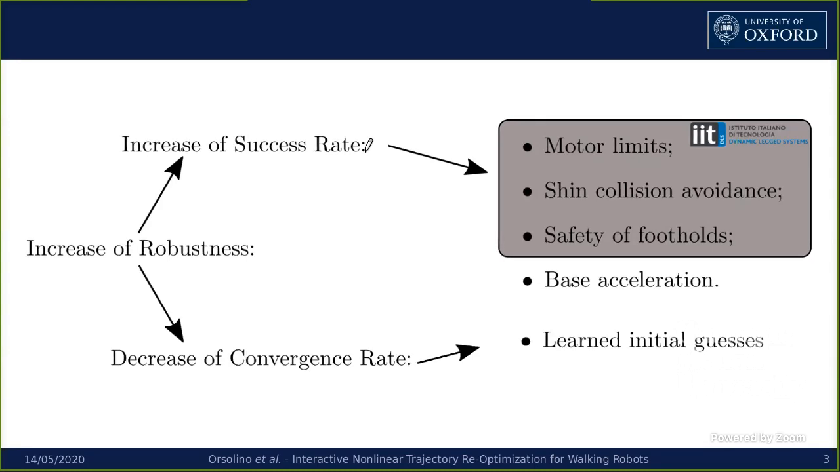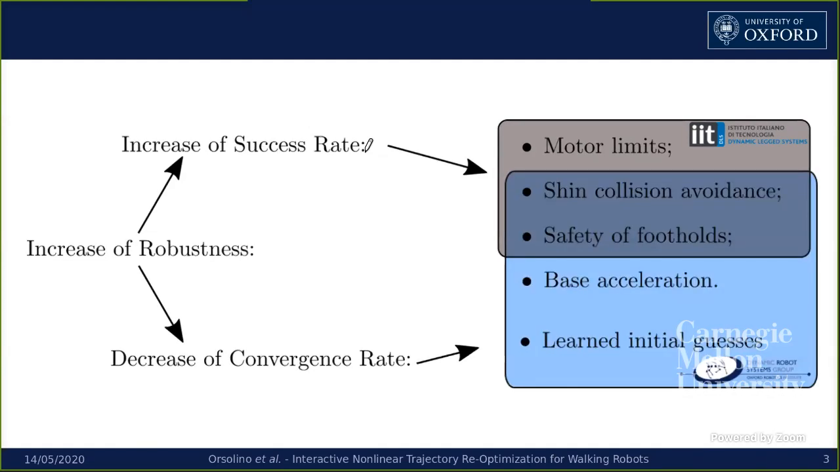that I'll talk about. Another way to increase the robustness is to decrease the convergence rate and try to achieve online planning. And this was the topic of another project that I recently joined at Oxford that achieved that by developing a neural network that can learn initial guesses for the NLP program.